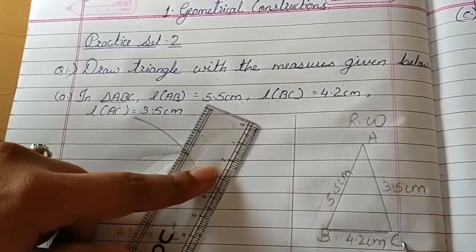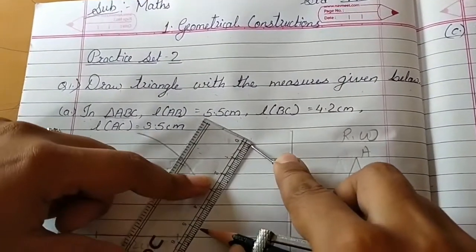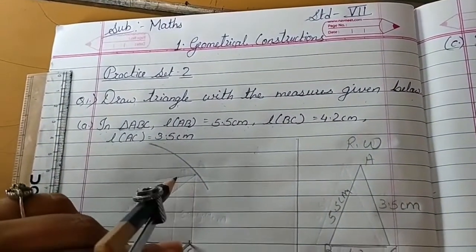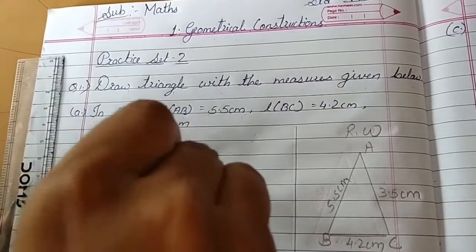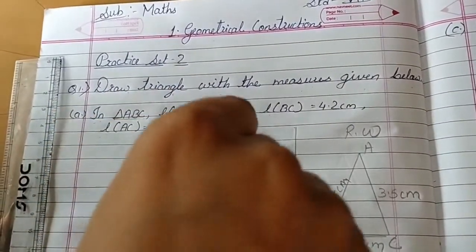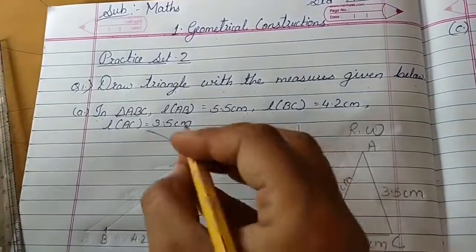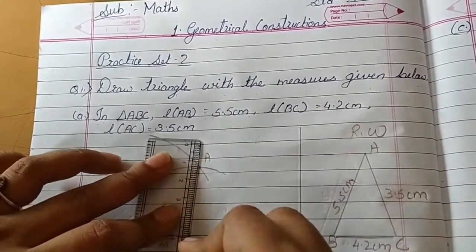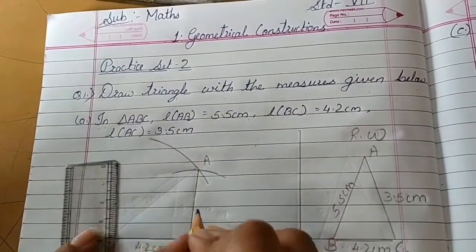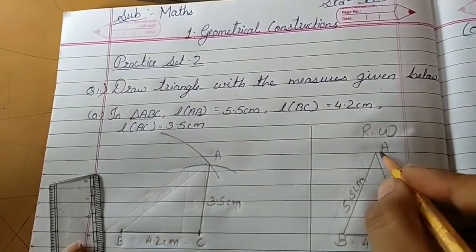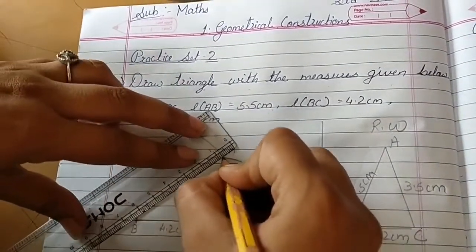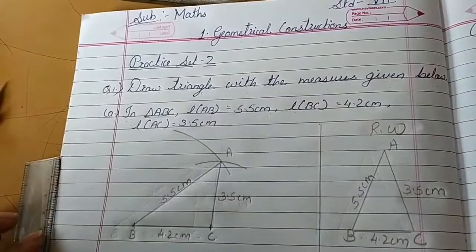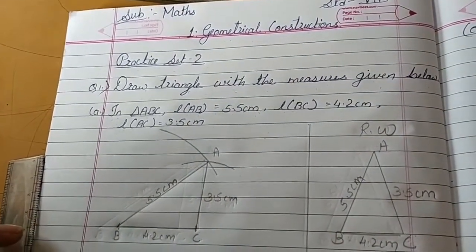Same thing I will do with AC, which is 3.5 centimeters. Again I will keep my compass point on C and I am making a second arc. Now we get point A. Now we will join AC, that means AC is 3.5 centimeters, and AB we will join, that is 5.5 centimeters. This is how our triangle looks.